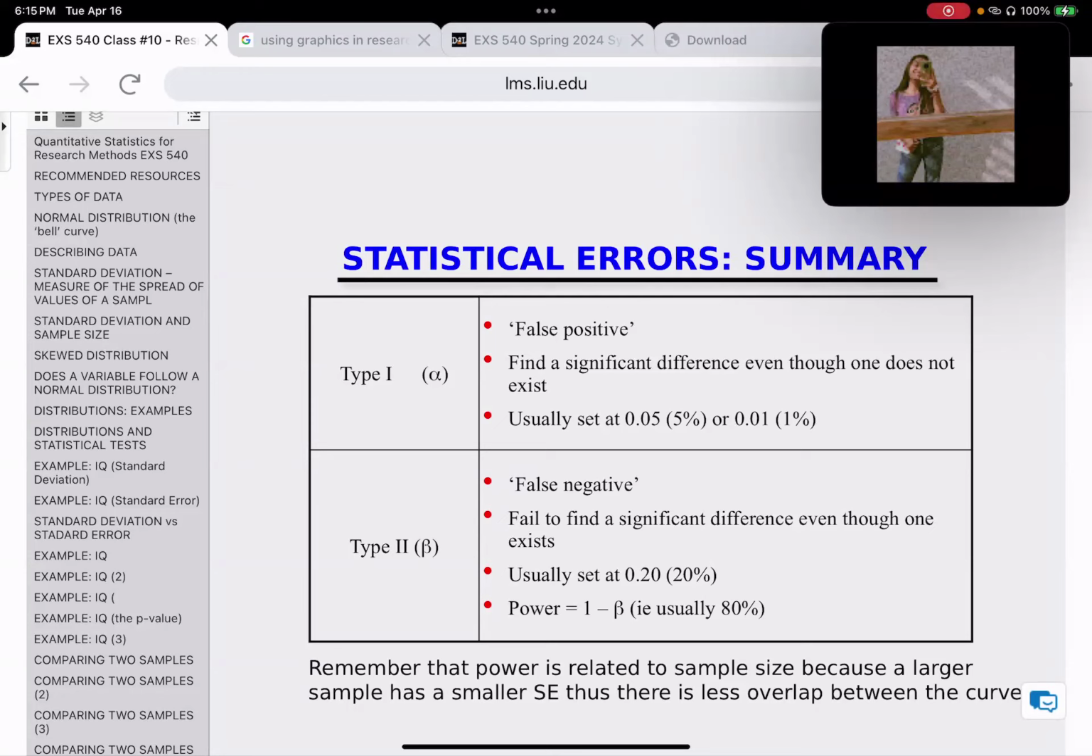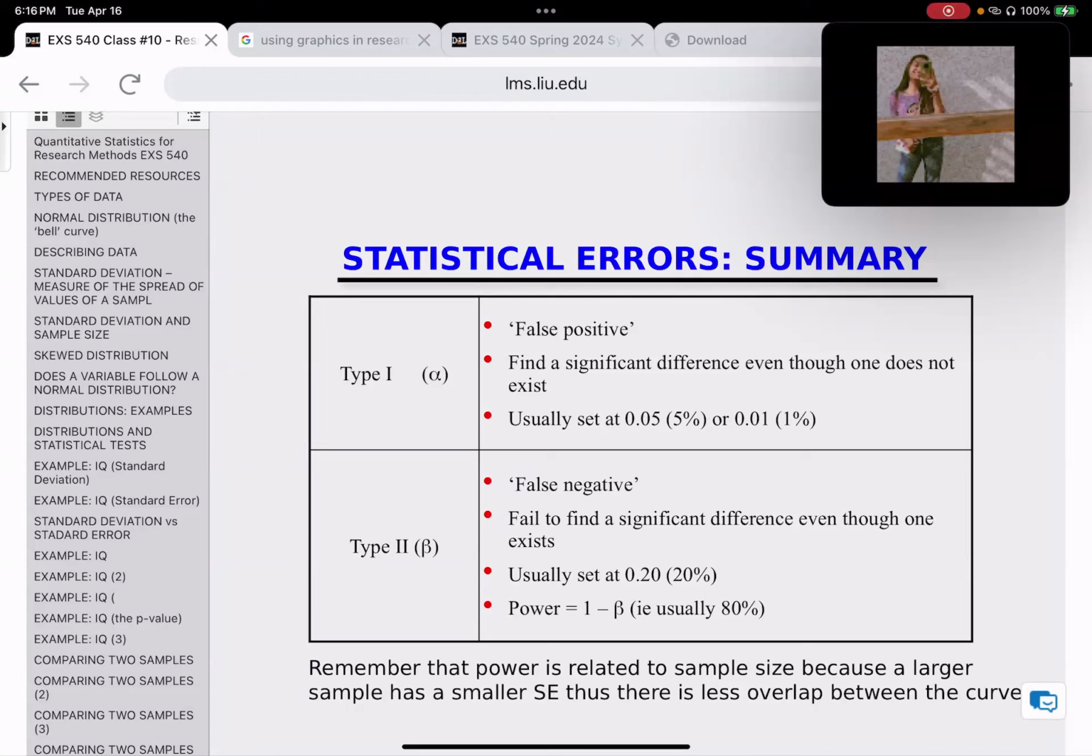How does that happen? Well, let's say you set your alpha level a little bit higher. So you give yourself more of a cushion. So instead of setting it at 0.05, you set it at 0.10 or 10%. So then the probability that you might find changes due to chance is a little bit higher. So maybe your data actually shows that it's significant, even though it's not really significant.